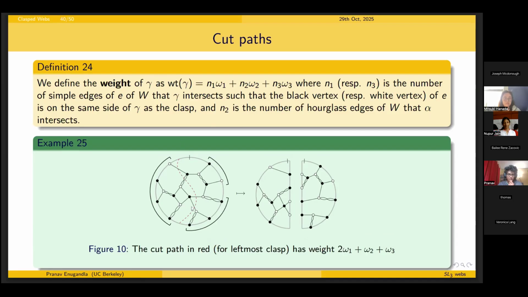And for any cut path, I can also associate a weight. What this actually is, you just cut open your graph along this cut path, and then you look at the new boundary that forms, and then you look at the weight of the boundary. So in my picture here, I have these two semicircles. The weight is just, you look at the left semicircle and the right vertical boundary of this, and then you compute the weight of this. So I have one black vertex, which has simple degree 1, and then I have this one hourglass black vertex, so that corresponds to omega 2. And then I get these two omega 3s. So that's the weight of the cut path.